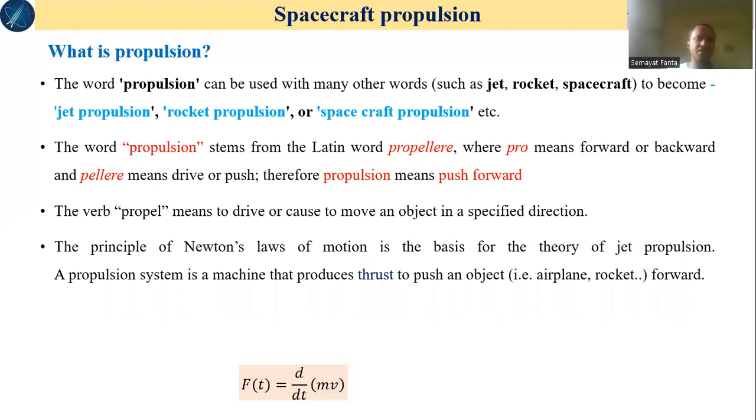The principle is Newton's laws of motion, the law of action and reaction. This third law of Newton is the base for the theory of jet propulsion. So a propulsion system is a machine that produces thrust to push an object forward. You know what thrust, drag, lift and weight are, the four fundamental forces in the case of aircraft.